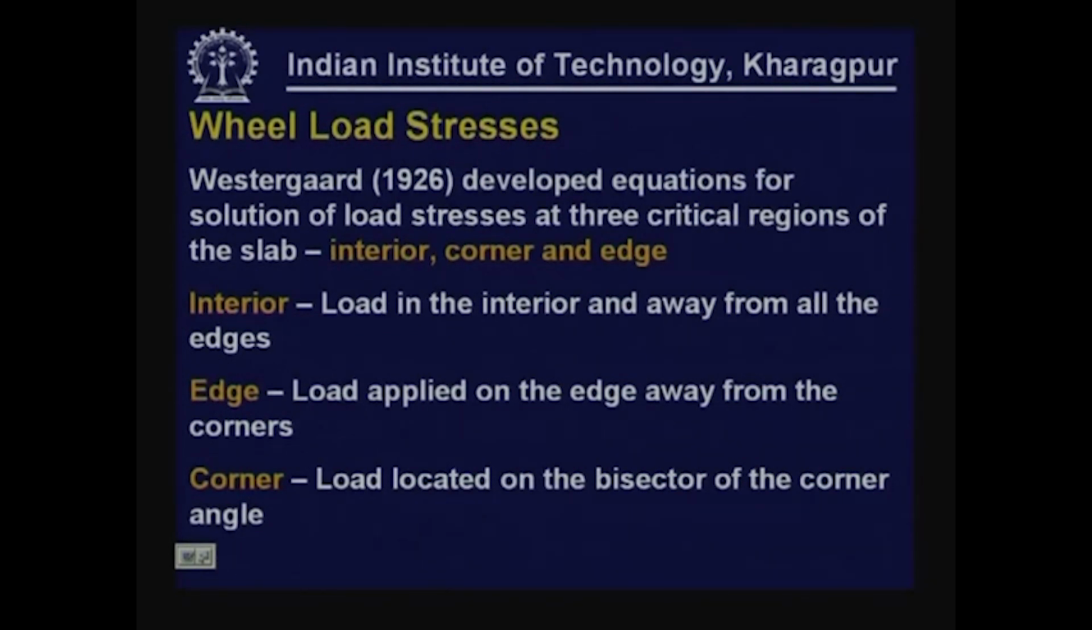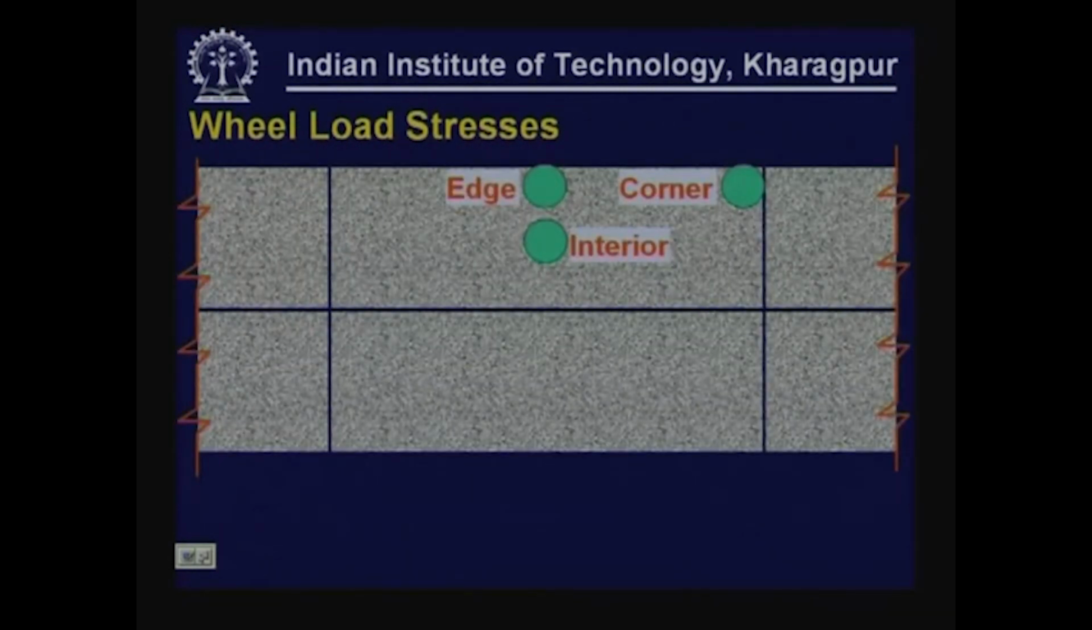Interior: the load is placed in the interior and away from all the edges. That is the definition of what is an interior region. The load has to be sufficiently away from all the edges, whereas edge loading is a situation where the load is placed along the edge away from the corners. On the other hand, corner loading condition is defined by the load being located on the bisector of the corner angle. Again, this diagram depicts the three critical regions: edge, corner and the interior region.